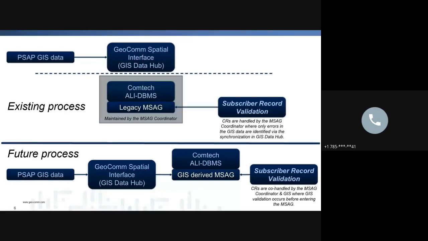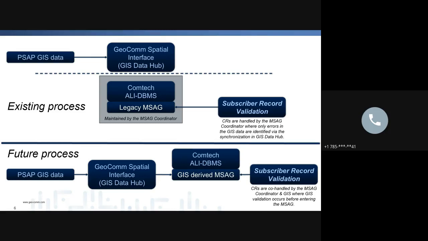So at the bottom is the future process, and this is where we're transitioning to. In this process, the PSAP's GIS data is again submitted through GIS Data Hub. That data from the road center lines and potentially the site structure address points is then converted to a GIS Derived MSAG, which is handed off to Comtech for adds, deletes, and changes within that MSAG that exists there today.